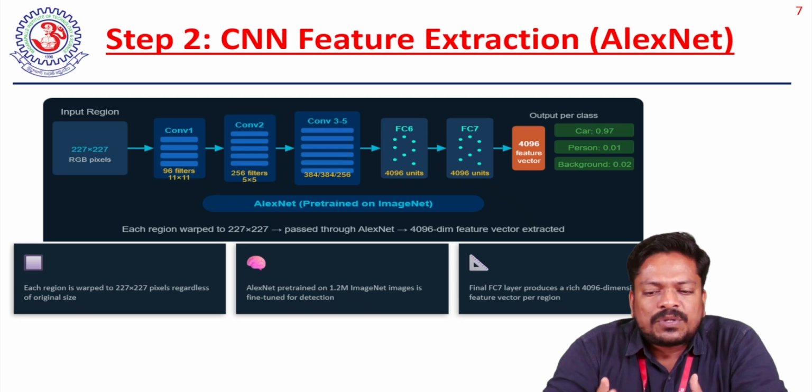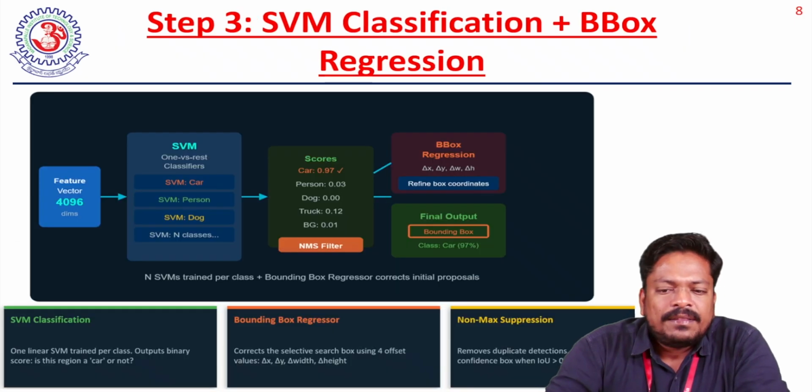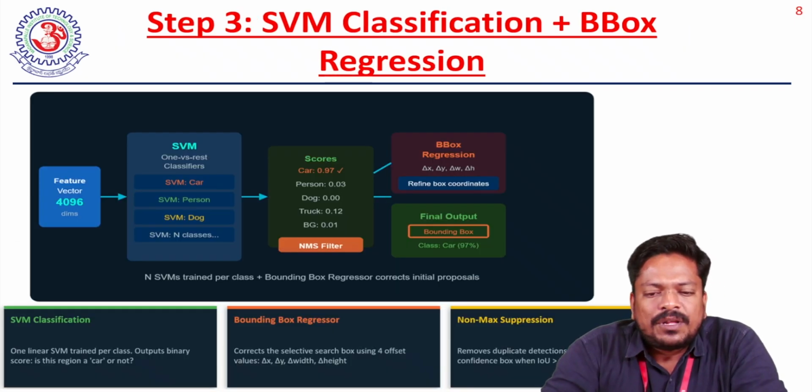It will be used to classify which object it belongs to, for example, a car or tree or pen or pencil. Finally it will classify the objects. The next one we have is the SVM classification, that is, bounding box regression.